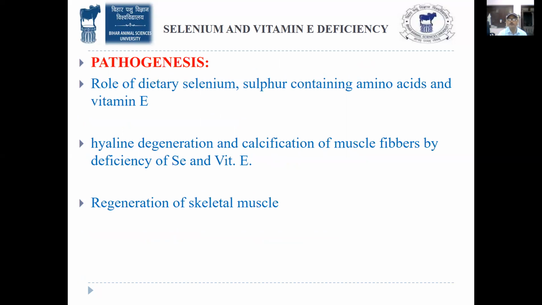Now we will talk about the pathogenesis of selenium and vitamin E deficiency. Dietary selenium, sulfur containing amino acids, and vitamin E act synergistically to protect tissues from oxidative damage. Both vitamin E and selenium deficiency in the diet cause hyaline degeneration and calcification of muscle fibers. Regeneration of skeletal muscle is rapidly followed by invasion of phagocytes and regeneration.